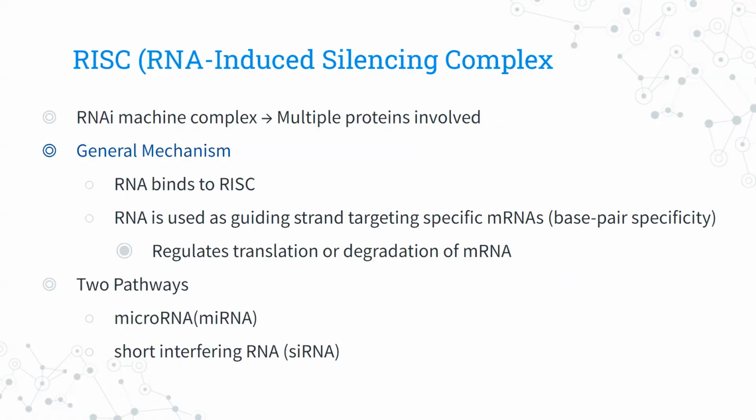So RISC, again, is an interference machine complex, so there are multiple different proteins involved. The general mechanism is that RNA is going to bind to RISC, and then that RNA bound to RISC is going to be used as a complementary binding strand. Basically, what Laura did in class when Ben and I were students, she opened her arms and said, "Oh, there's a complementary strand of RNA right here. It's just going to go around the cell trying to find the mRNA." It's just looking for specific RNAs that it can complementary bind to. And it regulates translation or degradation of mRNA depending on the mechanism that is followed. There are two pathways using RISC, the miRNA pathway and the siRNA pathway, and we will look at them right now.